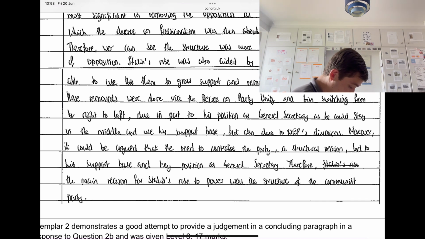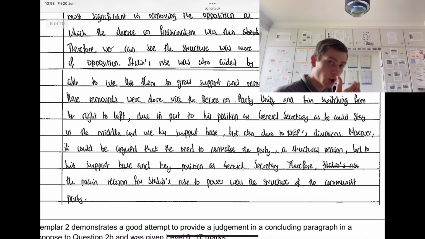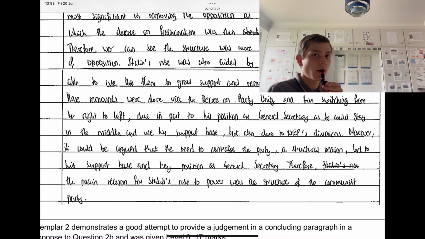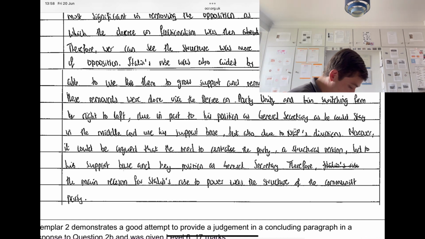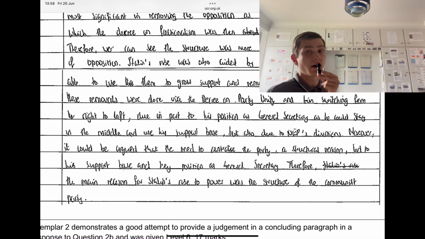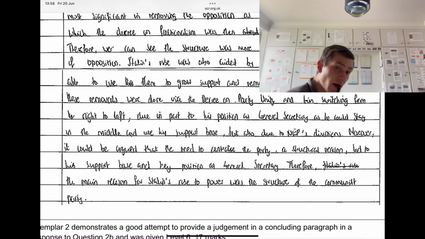New economic divisions, moreover, it could be argued. So again, it could be argued, moreover, those are key terms there for evaluation. Need to centralise the party, a structured support, political General Secretary. Therefore, the main reason for Stalin's rise to power was the structure of the Communist Party, finished with the main line of argument. So that's what we're looking for.